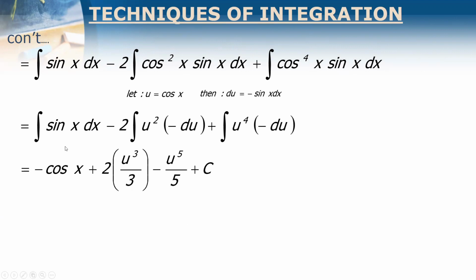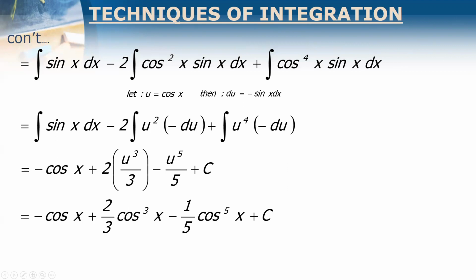So the integral of sine x is negative cosine x. And the integral of u squared du is u cubed over 3. The integral of u to the fourth du is u to the fifth power over 5 plus c. And the final step is to replace u by cosine x. Okay.